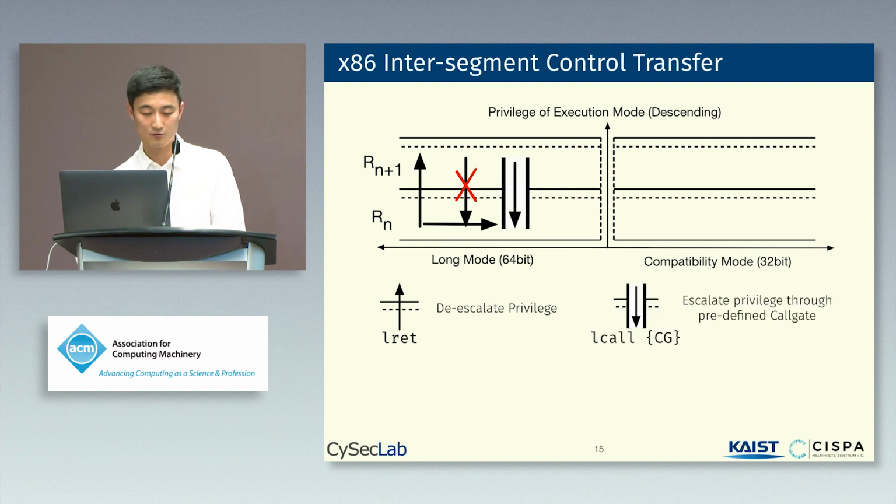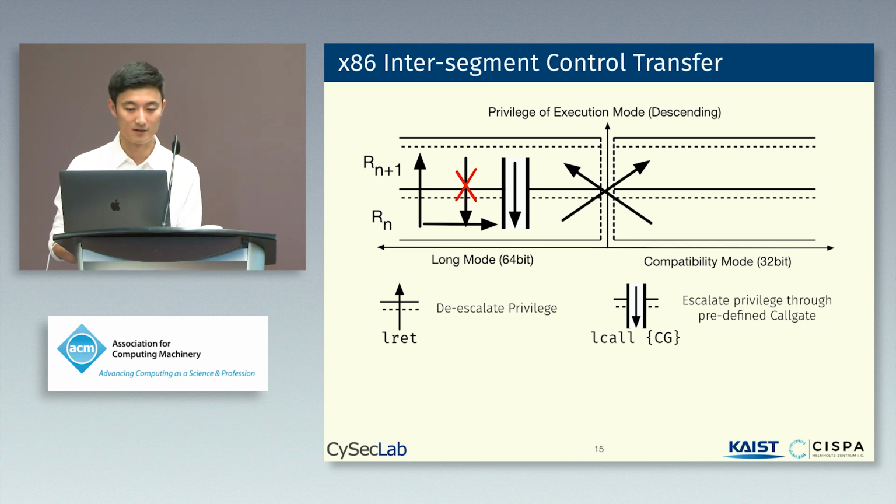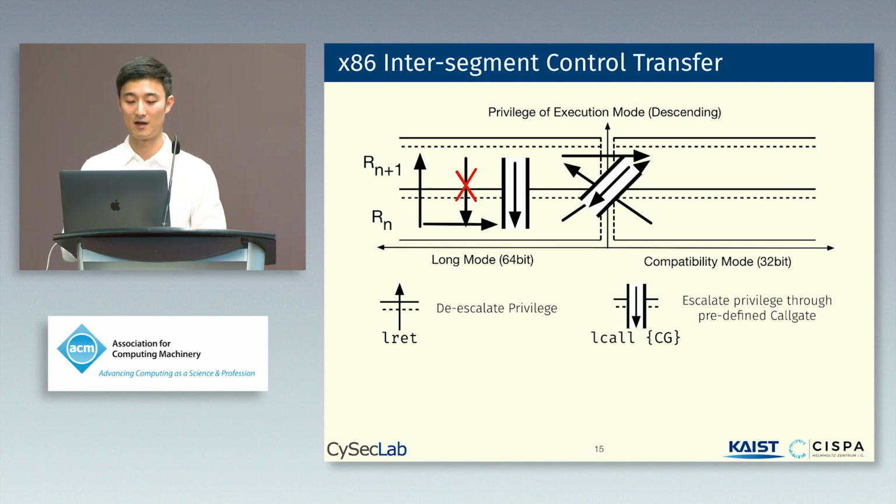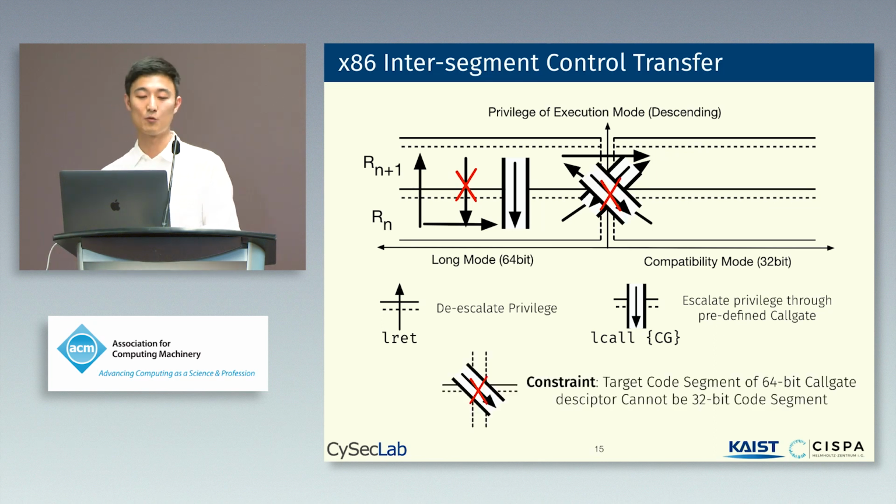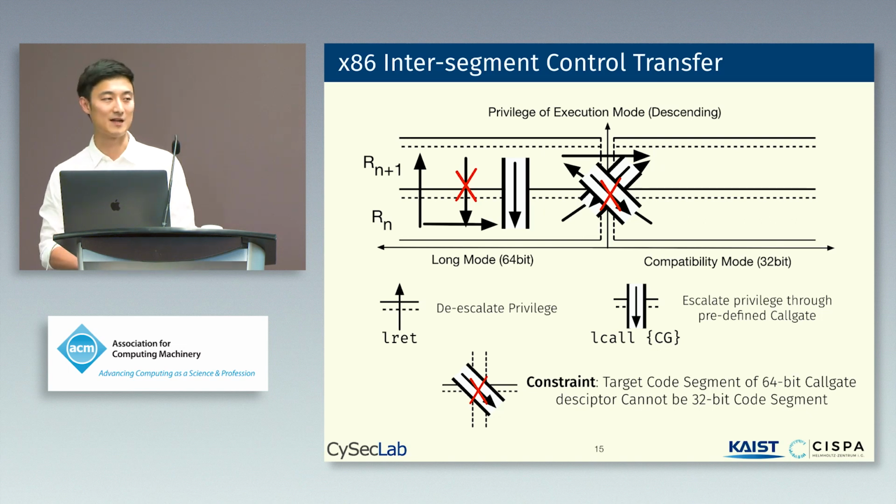And when it comes to 32-bit code segments, they are no different than their counterparts. So you can do this. There's no problem setting up an inter-bitness call gate. However, there's one exception. You cannot have a call gate whose destination segment is 32-bit. We do not have a good explanation for this other than the Intel manual said so.